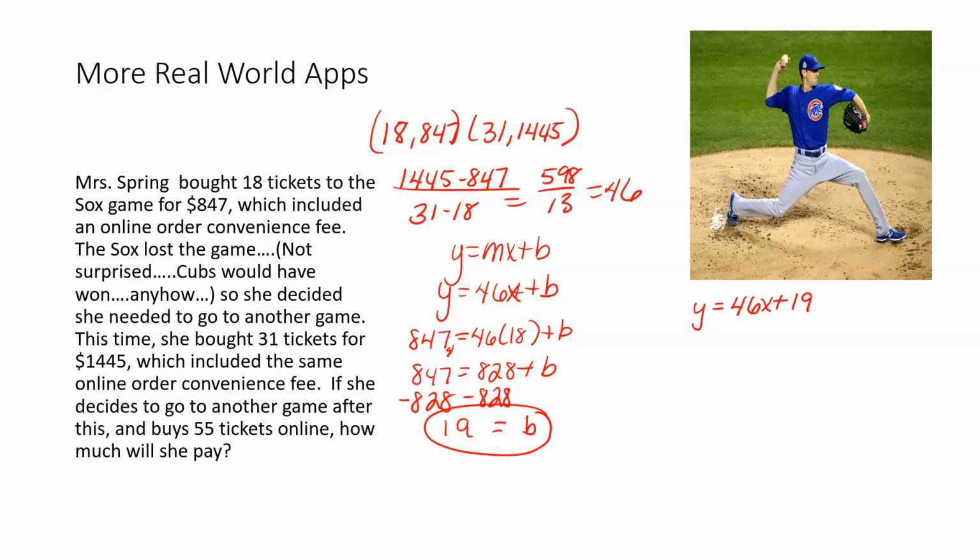So now we can take that 55 tickets that she wants to buy and put it in for x, and then we can add the convenience fee, and we'll get our total. So if you take 46 times 55, which is y equals $2,530, and you add that 19 onto it, you're going to pay $2,549 for 55 tickets.